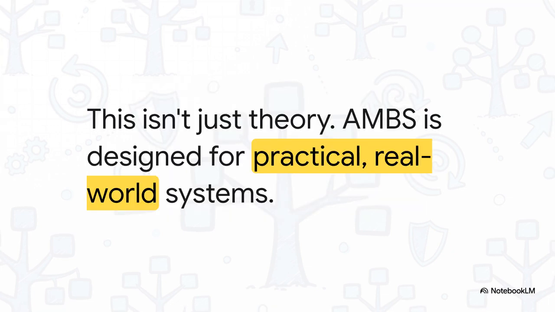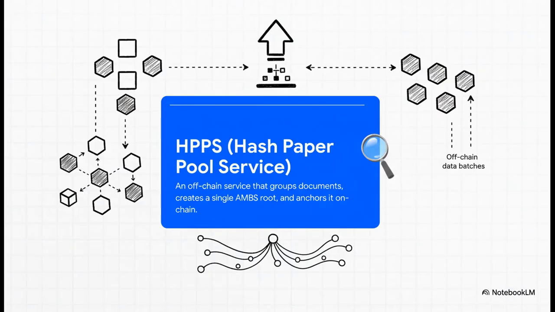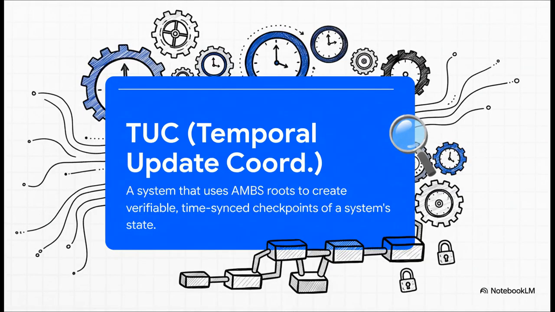And this isn't just theory, right? These upgrades are perfect for building real-world systems on the blockchain. Take HPPS, for example. It uses AMBS to efficiently anchor huge batches of documents onto the blockchain. Or there's TUC. It uses AMBS to create verifiable, time-stamped checkpoints of a system's state.